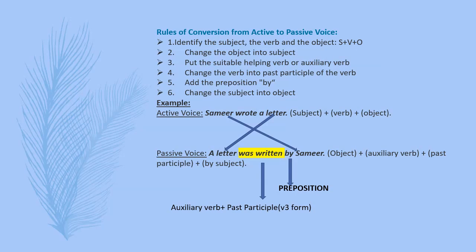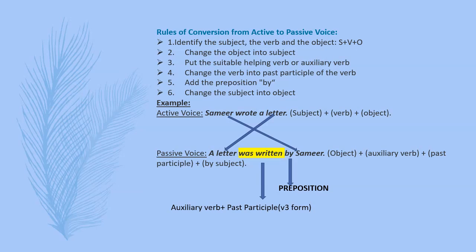So first of all, you need to identify the subject, the verb and the object. Any basic sentence consists of subject plus verb plus object. As you can see over here, Samir wrote a letter. So who is the subject? Definitely, Samir is the subject, wrote is the verb, and a letter is your object.